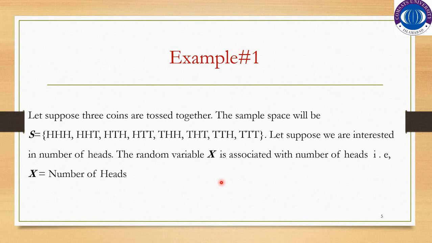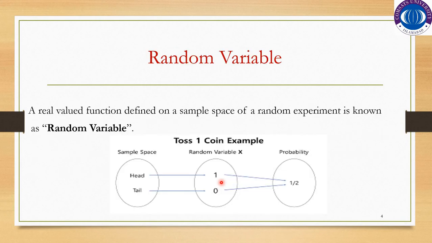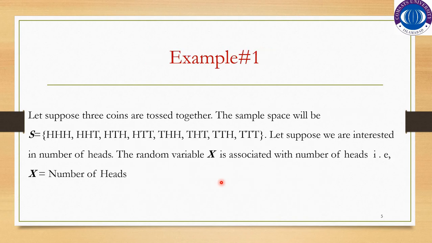Let's see an example. Let's suppose three coins are tossed together. When we toss three coins, what will be the sample space? In the last example, we tossed one coin. What was the sample space? Head, tail. When we toss two coins, what will be the sample space? Head head, head tail, tail head and tail tail. Now when we toss three coins, this is the sample space.